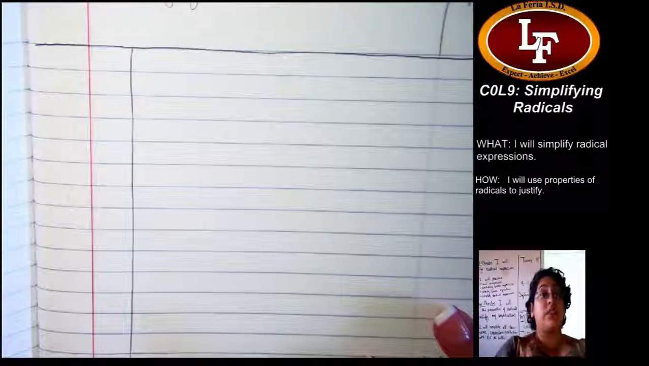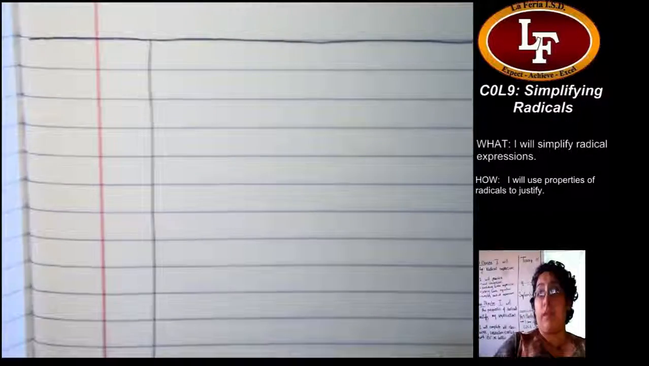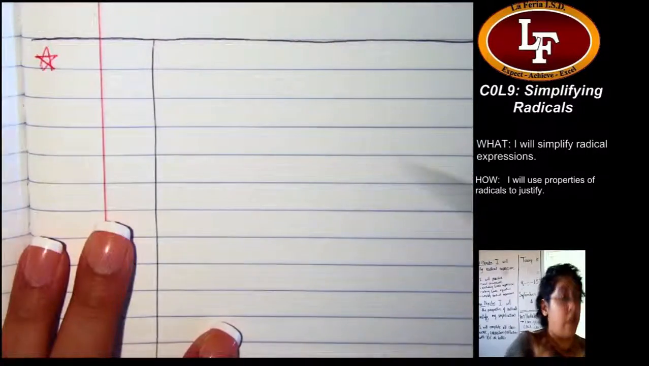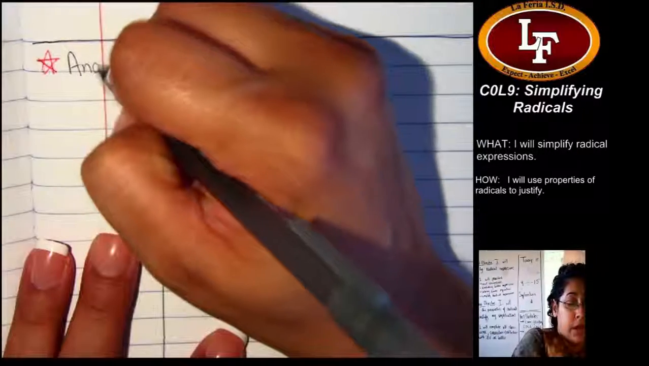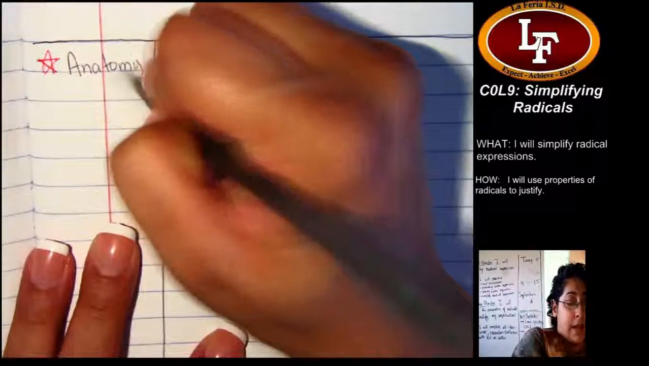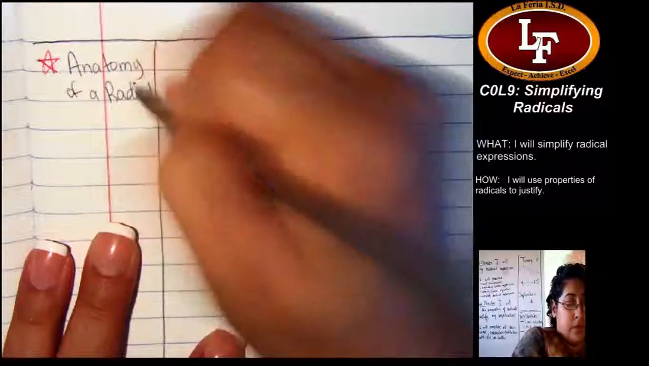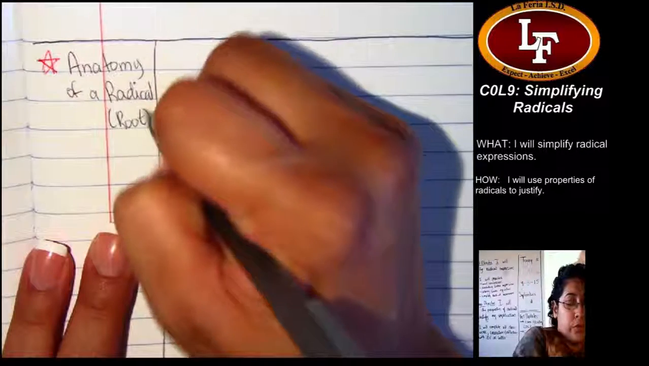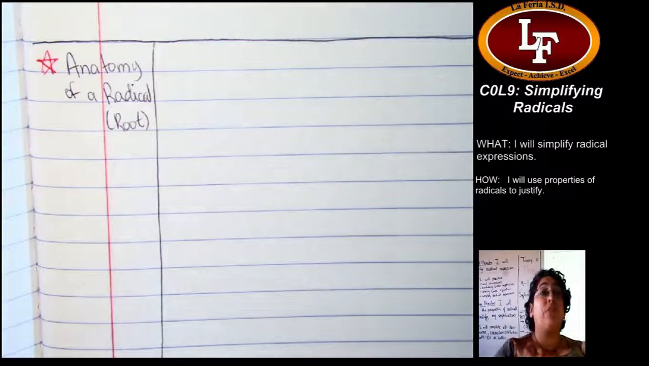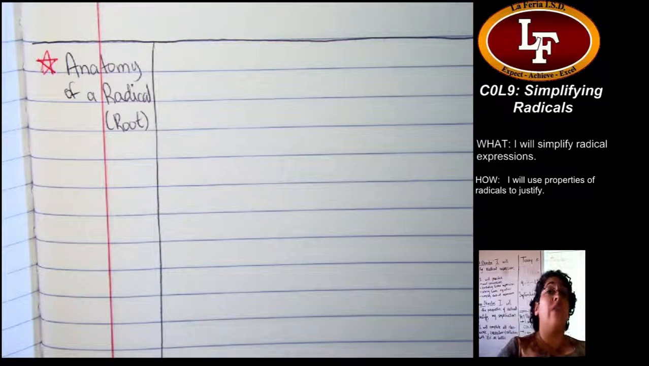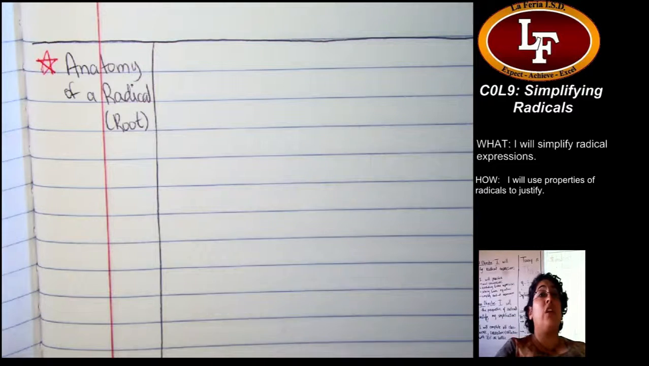All right, let's go ahead and get started. We're going to start off with something important. We're going to talk about the anatomy of a radical. They're sometimes called a root, and so you'll hear me go back and forth between the word radical and the word root. Please know that in math, the word root gets used for other things, not just this radical symbol that we're about to talk about.